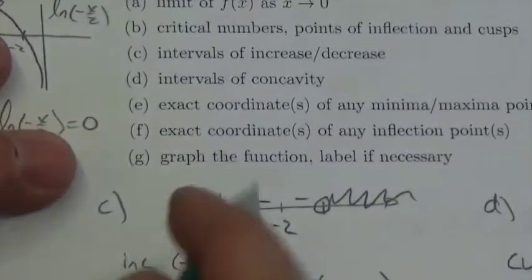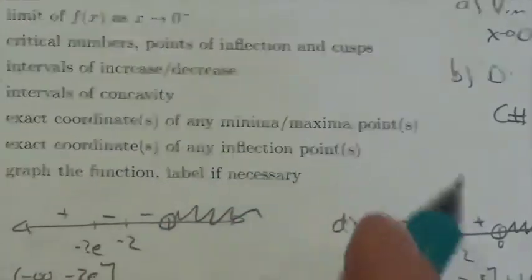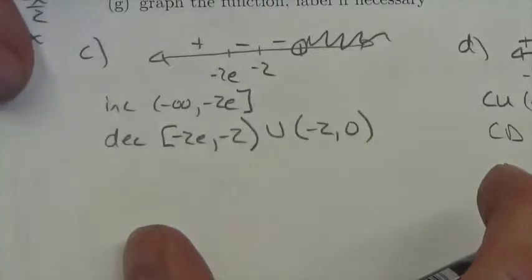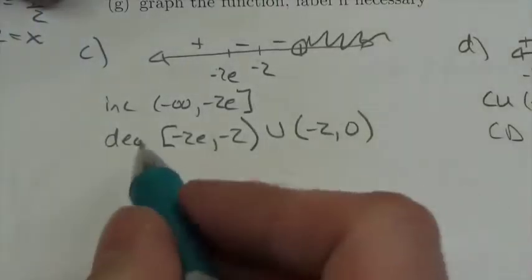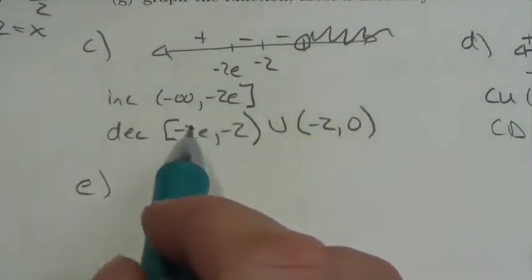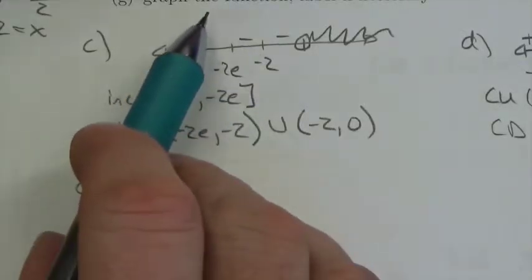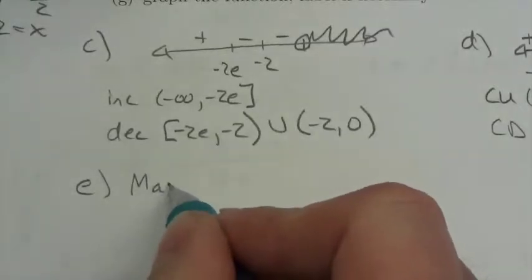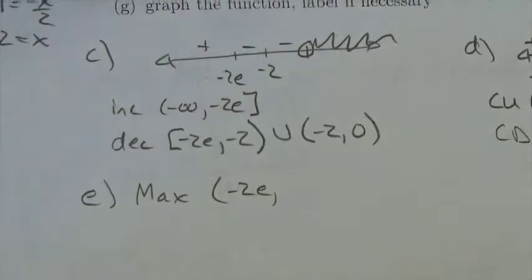Okay, so now that was D. Now we're going to find the exact coordinates of any maximum or minimum points. Well, that's just going back and using the information that we've got right here, and I suspect after E it's going to be inflection points, and yeah it is. So here's E. I already can tell you right now that because this negative 2e is the endpoint of an increasing sequence and the beginning point of a decreasing sequence, this is going to be a max, and it's going to be at negative 2e. Now let's get the coordinates.